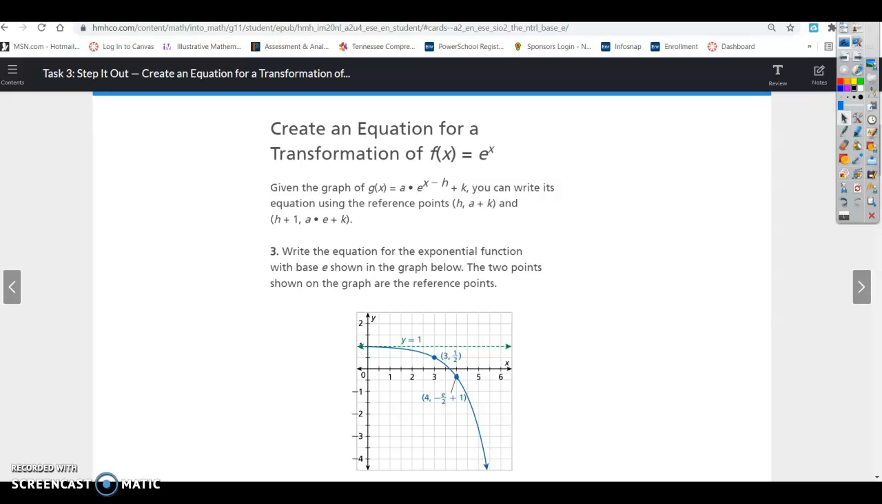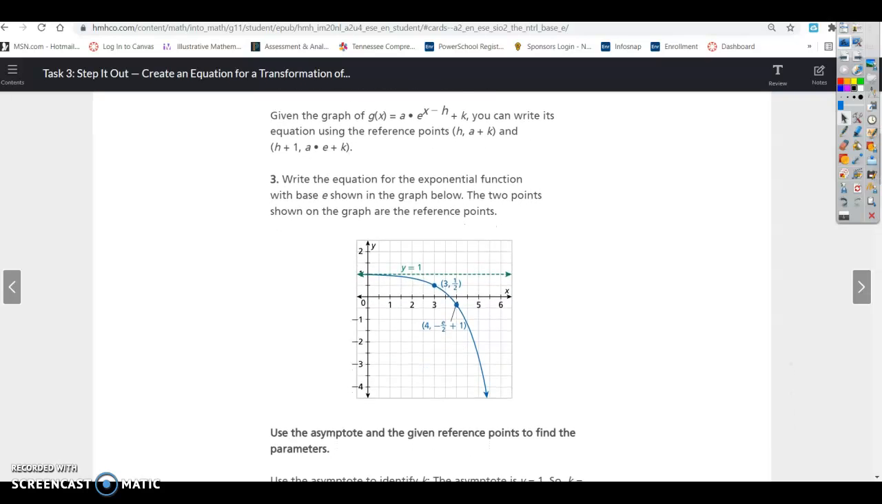Given the graph of g of x equals a times e raised to the x minus h power plus k, you can write this equation using the reference points h, comma, a plus k, and h plus 1, comma, a times e plus k. Write the equations of the exponential function with base e shown in the graph below. The 2 points shown on the graph are the reference points.